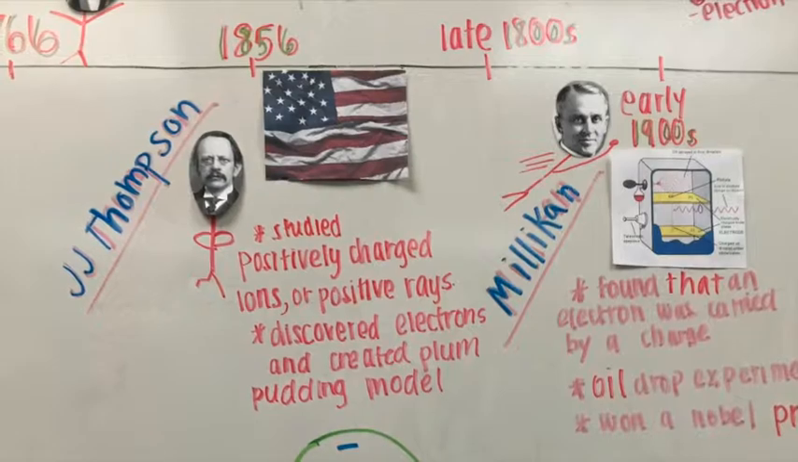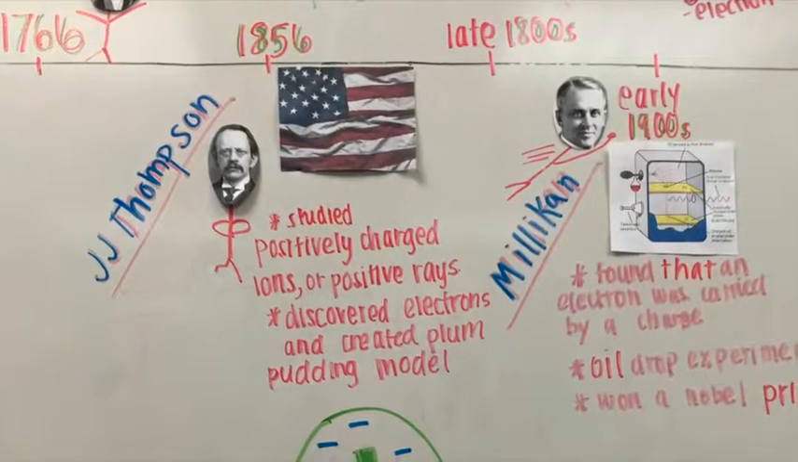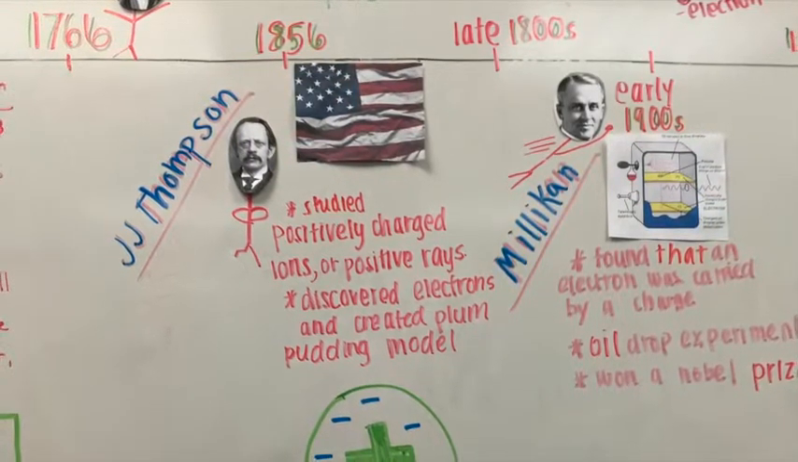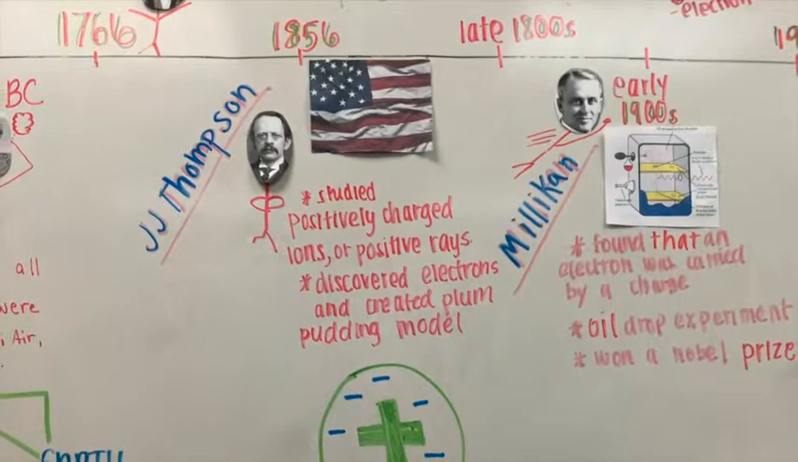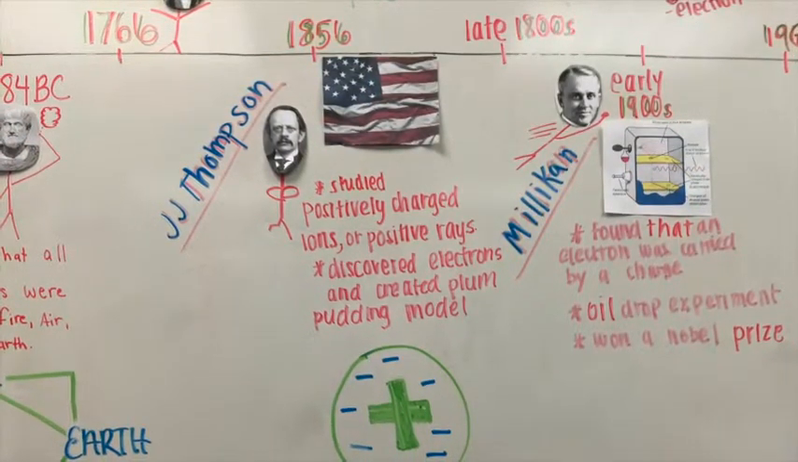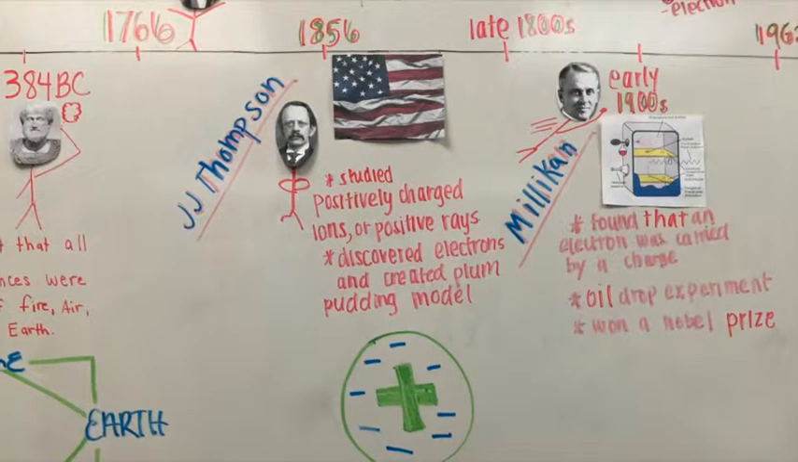Born in 1856, J.J. Thomson was an American scientist that studied positively charged ions, or positive rays. He discovered electrons and created the plum pudding model.